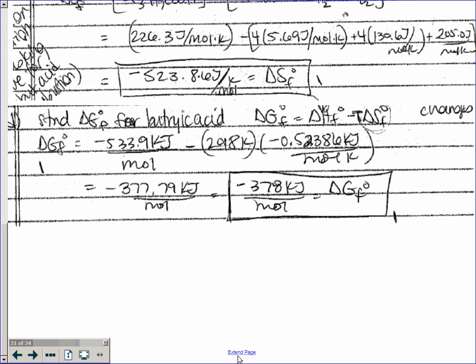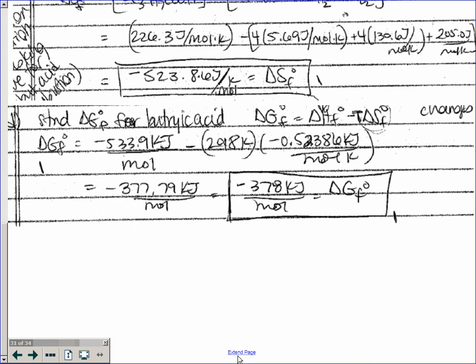Okay, so then lastly, you have to find delta G, and you're using your equation with delta G, delta H, and delta S. So all of these are the formation values, specifically for the standard free energy of formation of butyric acid. So we're not referring to the combustion equation, we're still referring to B, which is that formation equation. So you're using your S from your formation equation.